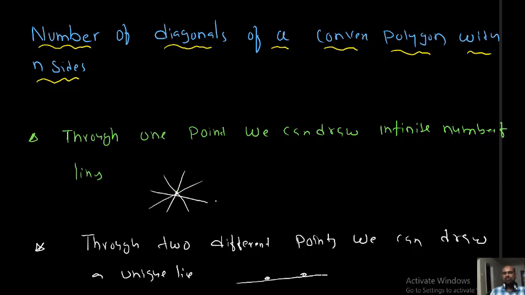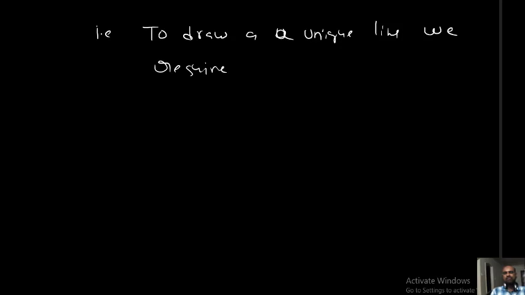What is the meaning then? If you want to draw a unique line on a plane, we need two distinct points. That is, to draw a unique line we require two distinct points on a plane.